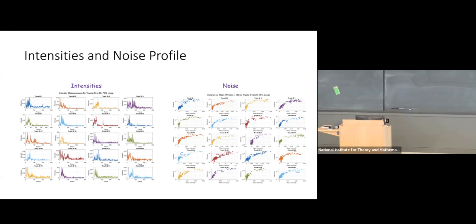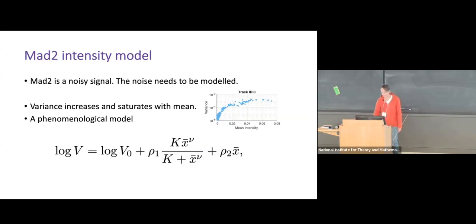This is the noise, the variance of the signal in a window against the mean. You can see it's nonlinear. So to analyze this, we developed a MAD2 intensity model. MAD2 is a noisy signal, so you have to take into account the measurement noise. So we did a phenomenological model of the measurement noise that increases with the amount of MAD2 attached.